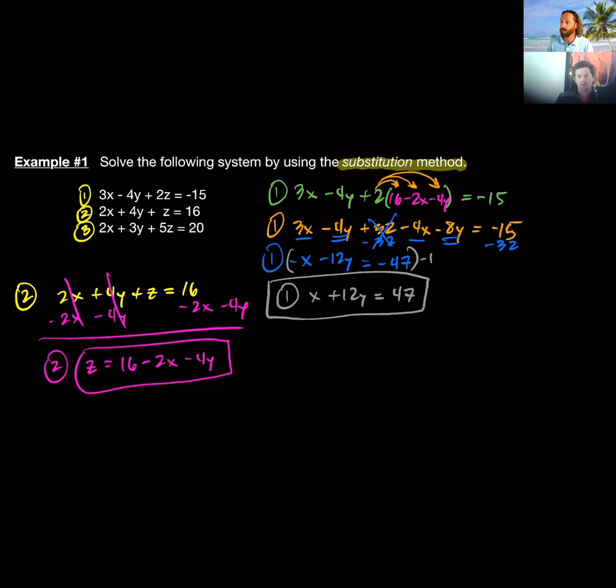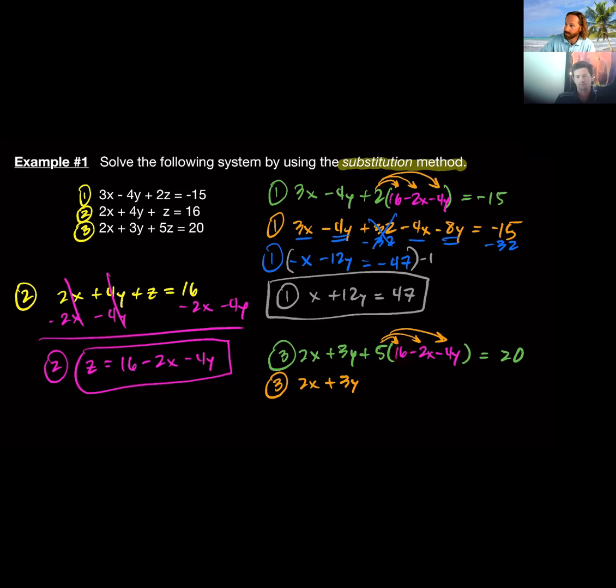I'm going to start over, and I'm going to go back to equation 3, which was 2x plus 3y plus 5z equals 20. And again, I left a gap where I put z because I know what z is always. It's 16 minus 2x minus 4y from my equation 2. And then from there, we said that we would take this and simplify. So I'm now going to take this new equation 3, which is 2x plus 3y, then 5 times 16, you can do in your head because you know what 5 times 10 is. That's 50. And then 5 times 6 is 30.